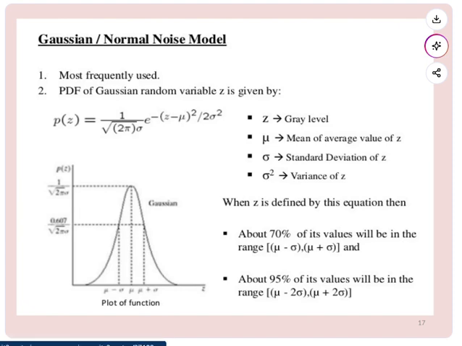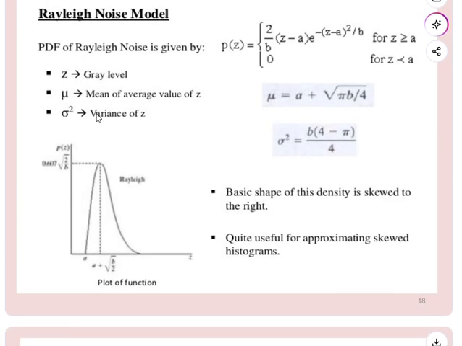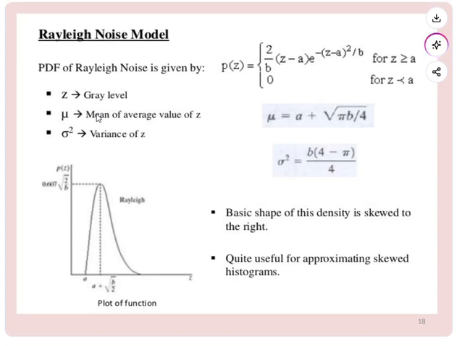Next we'll be discussing the Rayleigh noise model. The Rayleigh noise model is denoted by P of z is equal to 2 by b into (z minus a) into e to the power minus (z minus a) the whole square divided by b, where z is greater than or equal to a, and the mean or average value of z is given by mu is equal to a plus square root of pi into b divided by 4, and the variance zeta square is given by b into (4 minus pi) divided by 4, in which the density is skewed to the right, and it is used for approximating skewed histograms.